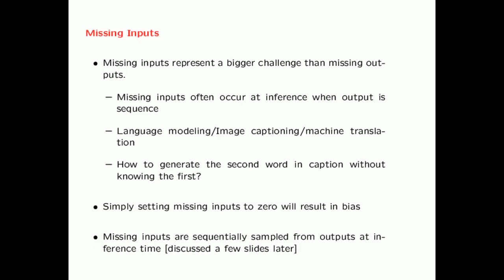The problem in this case is that when you're trying to predict an output containing multiple words, such as a caption, how does one output the second word in the caption without knowing what the first word is? Simply setting the missing inputs to either a 0 or to some random value will result in bias. So in order to handle this, the missing inputs are often sequentially sampled from the outputs at the previous timestamp at inference time. This will be discussed a few slides later.